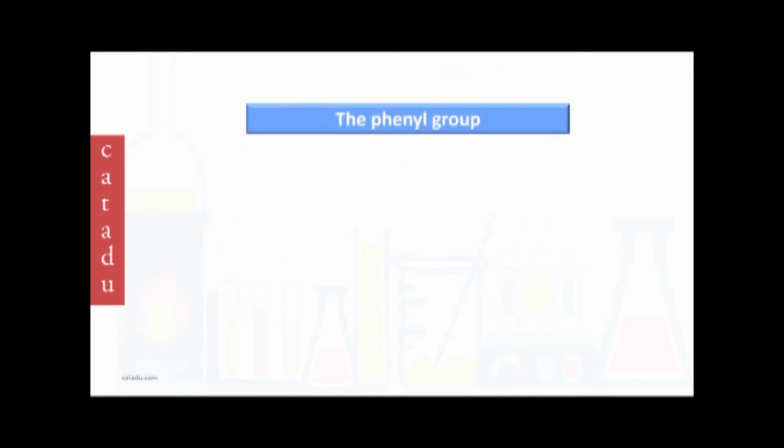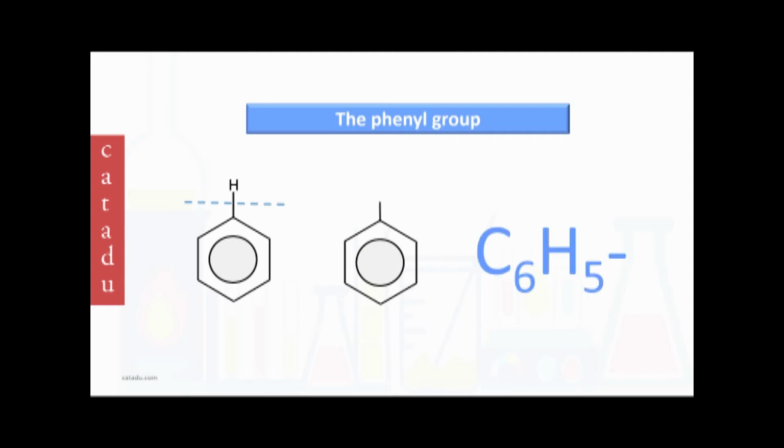Now, phenyl group. From benzene, if a hydrogen is missing from here or the hydrogen is disconnected, we get a group that is called phenyl group. We can show here carbon is total 6 and hydrogen is 5, so this is called C6H5. This is also called benzyl group or aryl group.